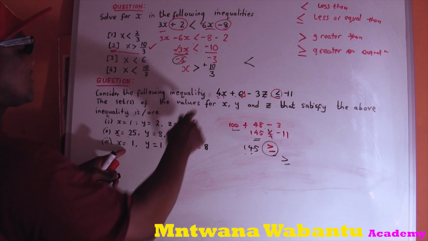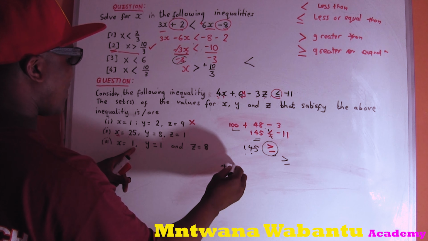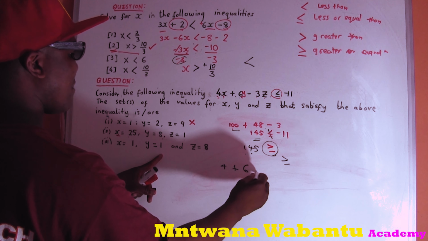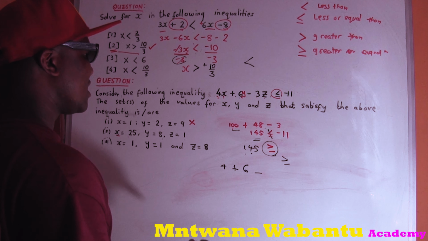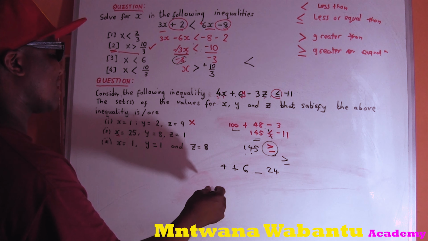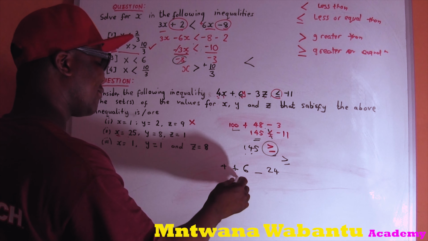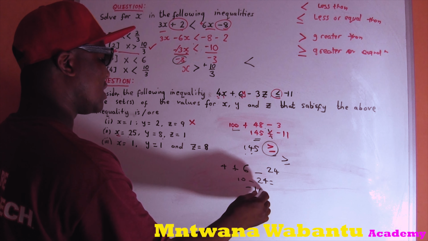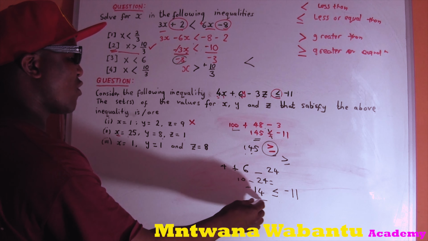For the last one, x equals 1, means 4 times 1 equals 4. Now we go plus 6 times y, 6 times 1 equals 6, minus 3 times 8. 3 times 8 equals 24. So we want to see if this number is less than or equal to negative 11. Now 4 plus 6 equals 10. 10 minus 24 equals negative 14. Is negative 14 less than or equal to negative 11? It's true. This number is smaller.